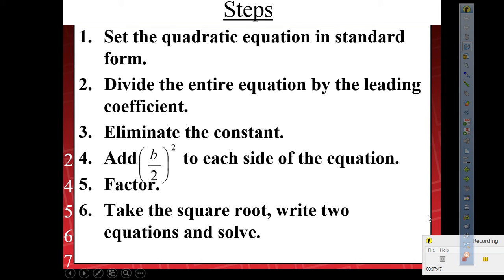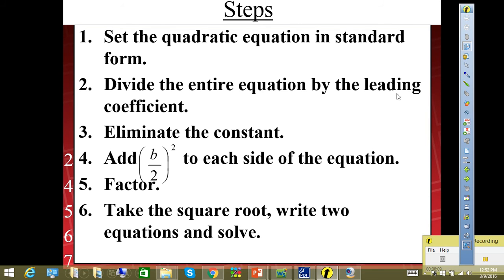Copy that, please. Here goes the process one more time just to make sure we got it. Step 1, set in standard form. Do we know how to do that? Yes. Step 2, divide the entire equation by the leading coefficient. That seems simple. Step 3, eliminate the constant. I'll show you how to do that. Step 4, do we know how to add b over 2 squared? Yes. Step 5, do we know how to factor? Yes. Do we know how to take the square root of something? Yes. Write 2 equations and solve. So now we know how to do all that, but today it's going to come together, and you're going to see how this works. Here we go.